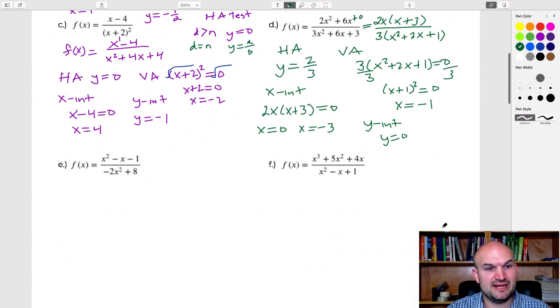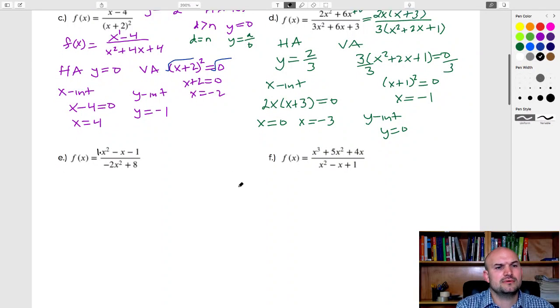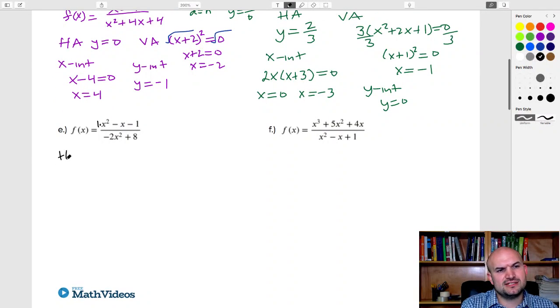All right, next one. You can see here now that the variables, again, are the same. So therefore, my horizontal asymptote is a ratio of my degrees. What's important about this one is the coefficient of x squared, remember, is going to be 1. So my horizontal asymptote is going to be at y is equal to -1/2.